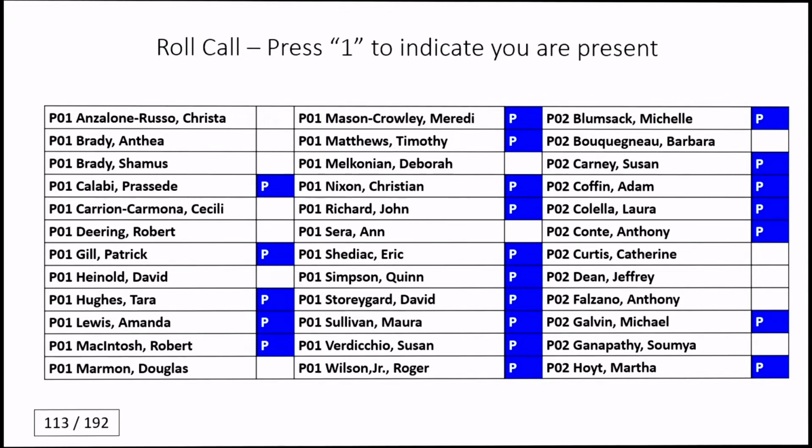After you hit the button, you should see a Y and the box OK, which means that your vote is being registered.